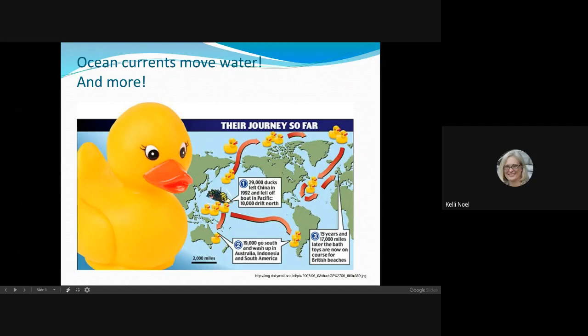15 years and 17,000 miles later, they came up on the British beaches. So notice it took them following the currents that went north 15 years to get back over here in the Atlantic Ocean. So just something to think about, and that was just following the currents.